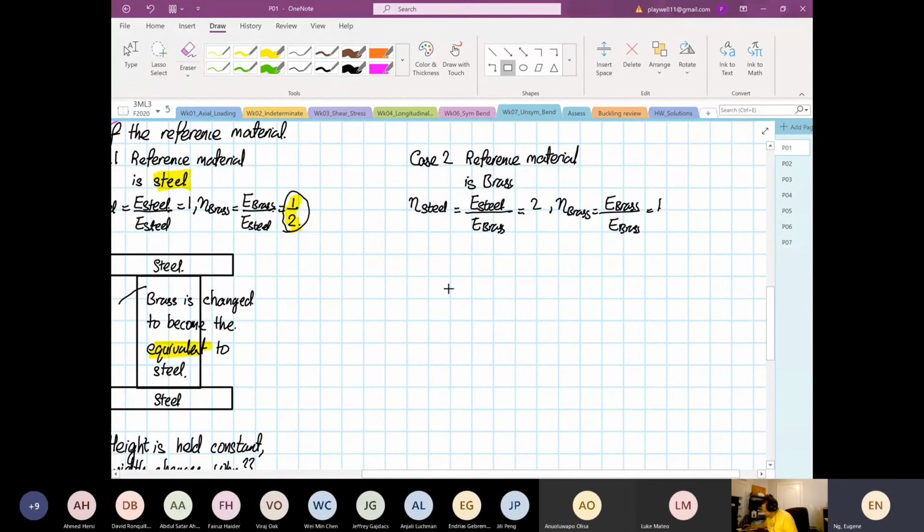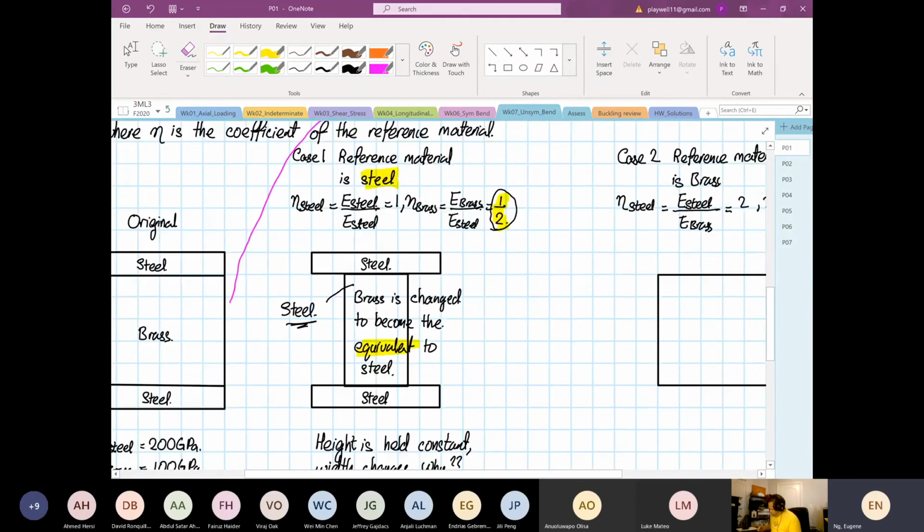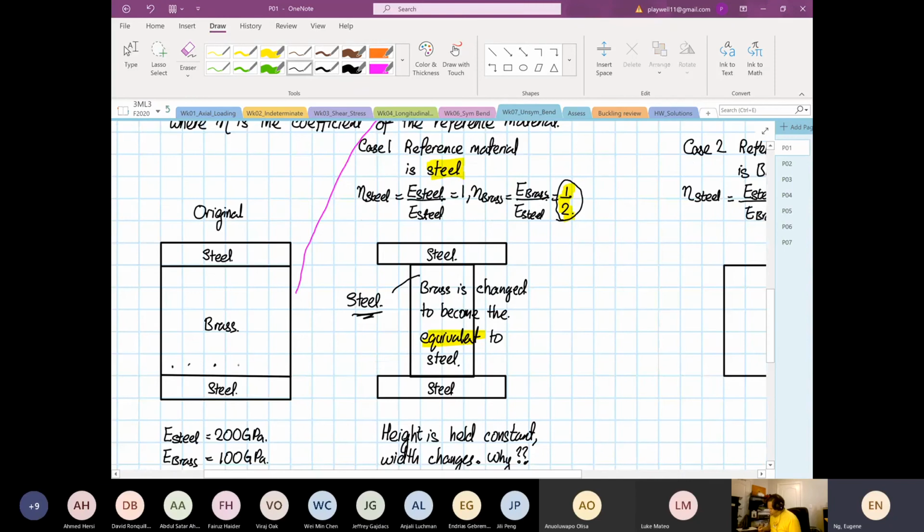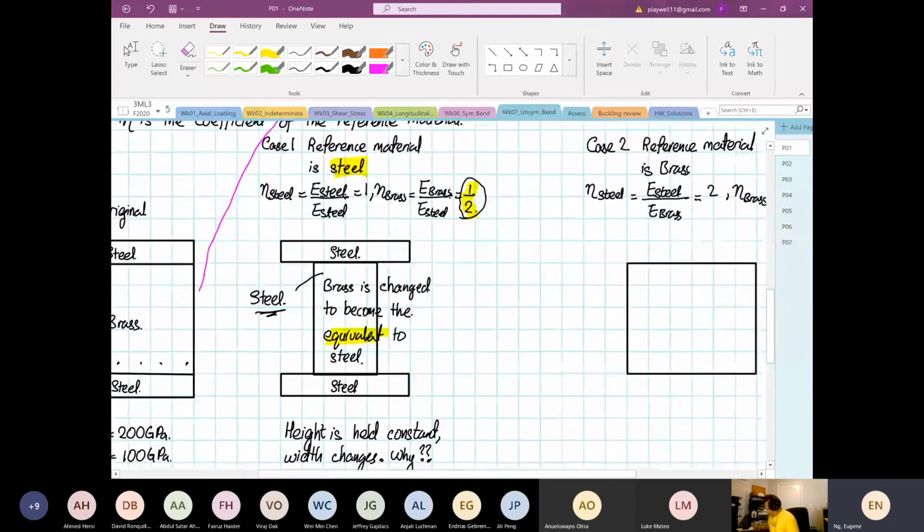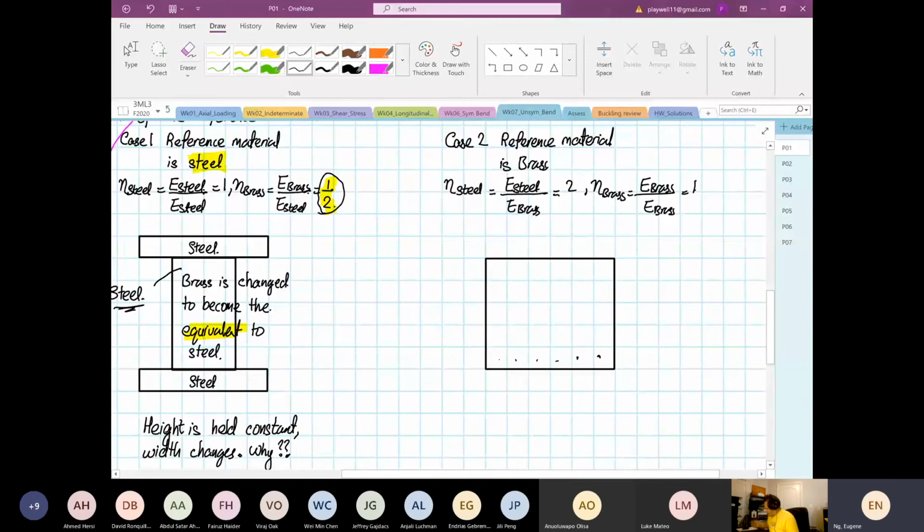So brass, I drew earlier 6 squares. The height did not change, as you can see. So this is 1, 2, 3, 4, 5, 6 squares. So it did not change. So now brass is the reference material.